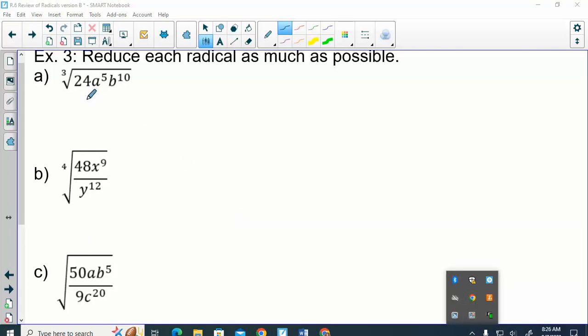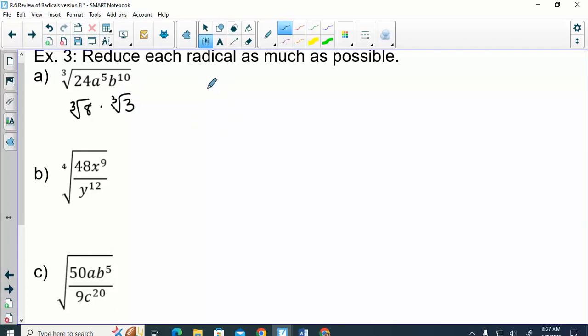24. Is that a perfect cube? What perfect cube goes into it? 8. That's cube root of 8 times cube root of 3. So cube root of 8 is 2, so a 2 comes out. We have a cube root of 3 still underneath. If you have 5 a's, how many groups of 3? How many left over?